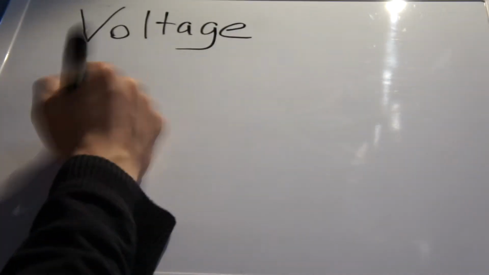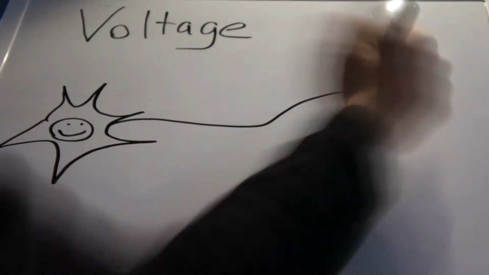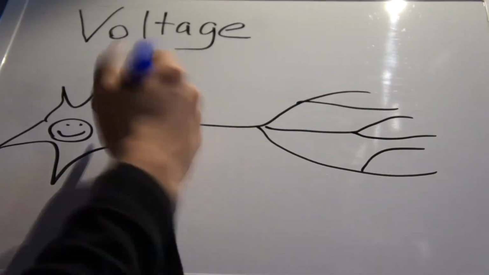Voltage. A neuron transmits nerve impulses through the axon into its axon terminal in voltage, which is illustrated in millivolts.